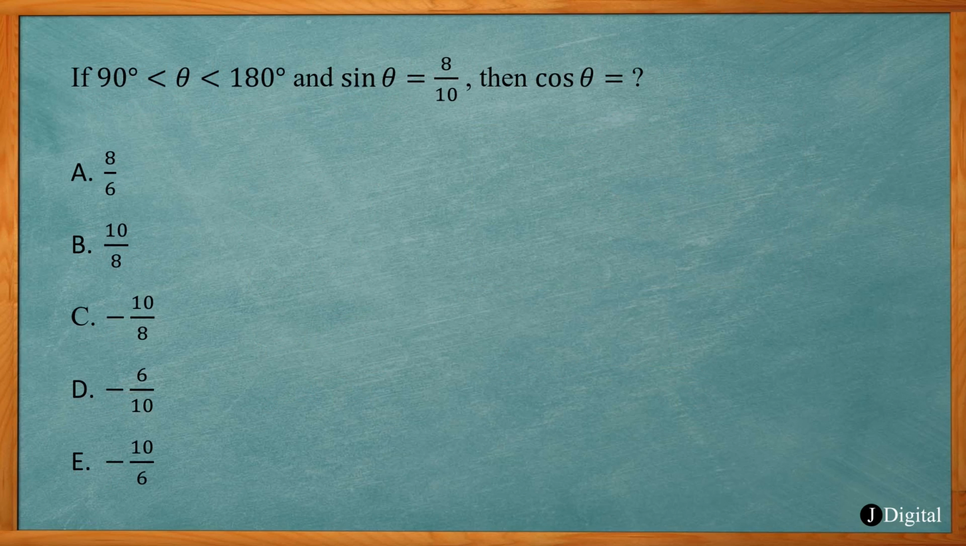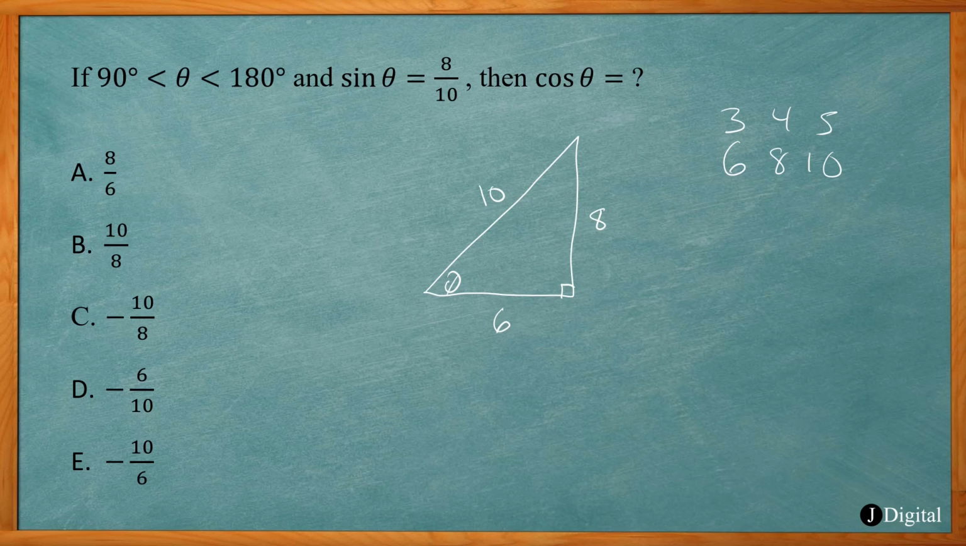This problem says theta is between 90 and 180 degrees, and sine theta is 8 over 10, then cosine theta equals what? Okay, so we have our triangle. We call this angle theta. The sine, opposite over hypotenuse, so 8 and 10. We need to figure out this missing side here. We have hypotenuse 10 and one side 8, the other side is 6. That's one of the Pythagorean theorem triplets. So 6, 8, 10. Also remember 3, 4, 5 is another set.